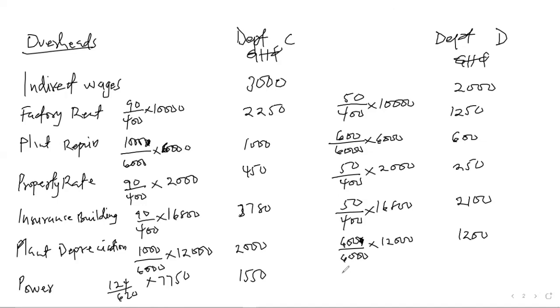Then we move to the next one, which is 96. 96 divided by 620 times 7750, which will give us 1,200. Okay, so you should also not just be looking at it, you should also be punching to make sure the figures are right.